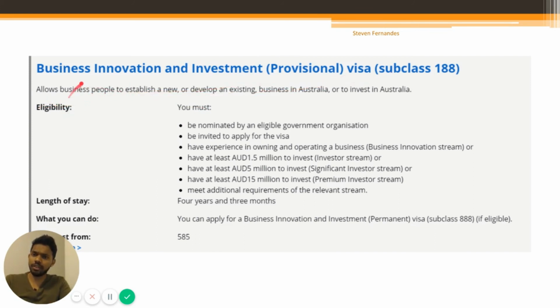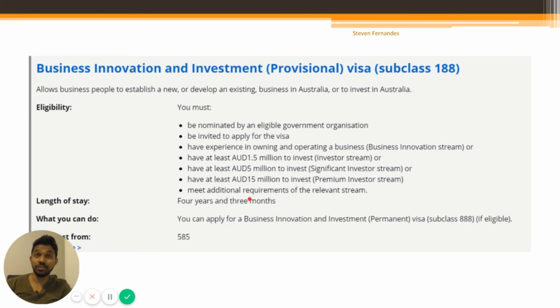And you have the business innovation and investment visa, which is subclass 188. It allows business people to establish a new or develop an existing business in Australia or to invest in Australia. Okay. So for this, you need to have experience in owning and operating a business. There are different streams within that visa, about 4 or 5 streams. You need to have $1.5 million to invest to be part of this investor stream, 5 million for the significant investor stream, 15 million for the premium investor stream. And yeah, so if you have a lot of money and a successful business, you might be able to buy your way into getting a visa.